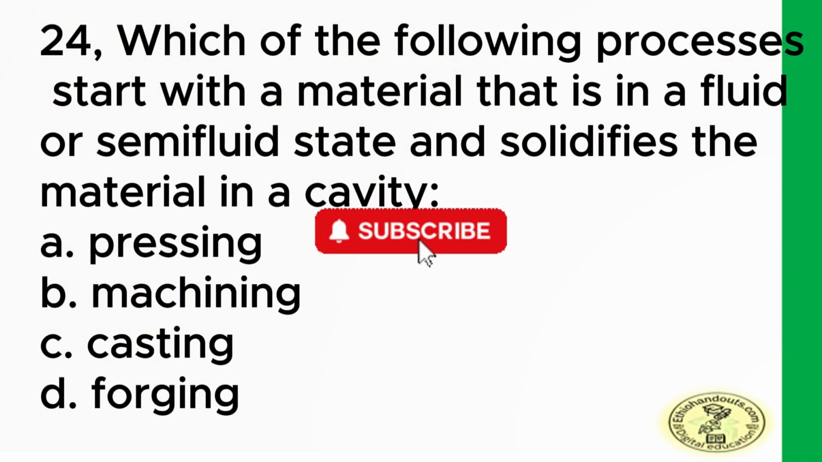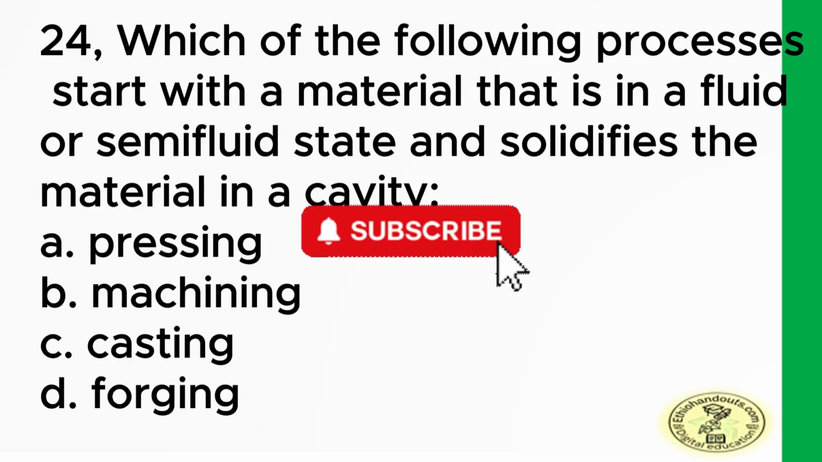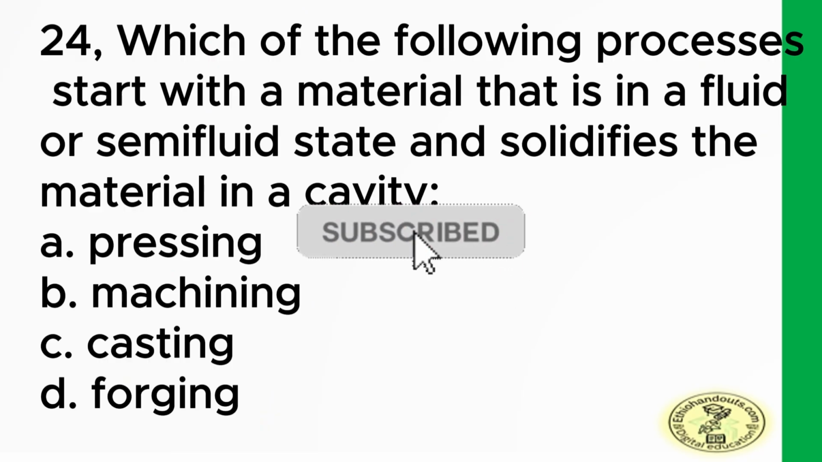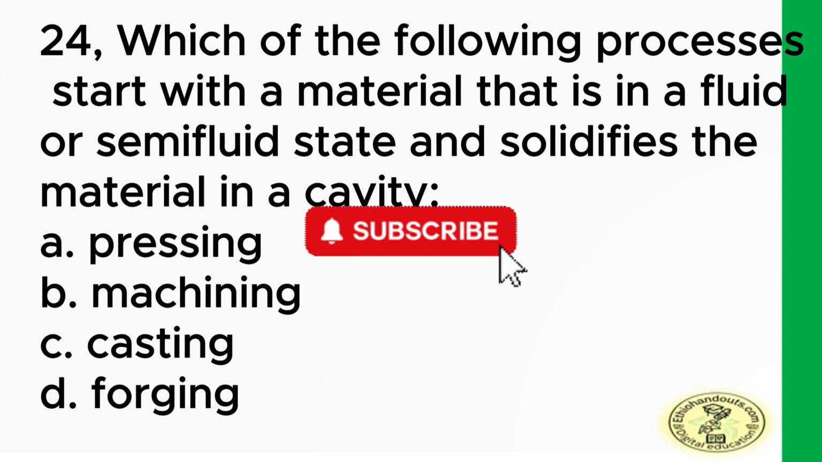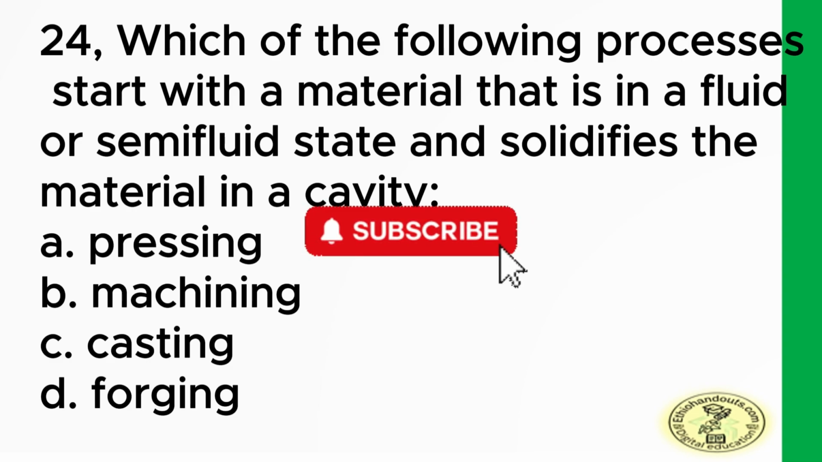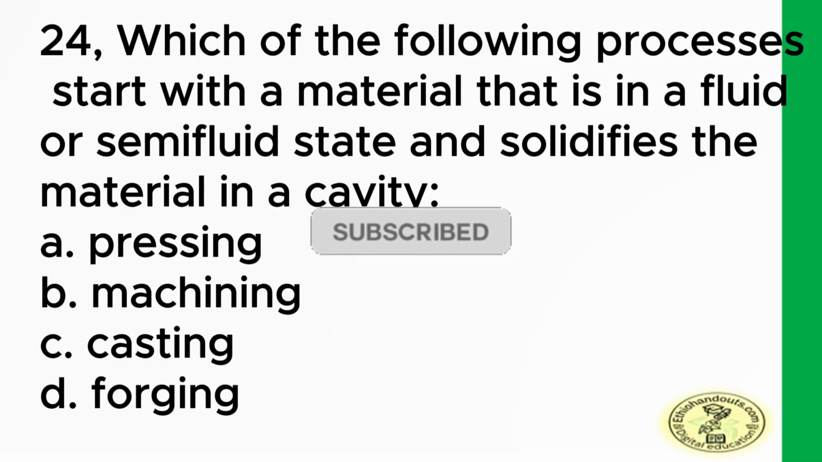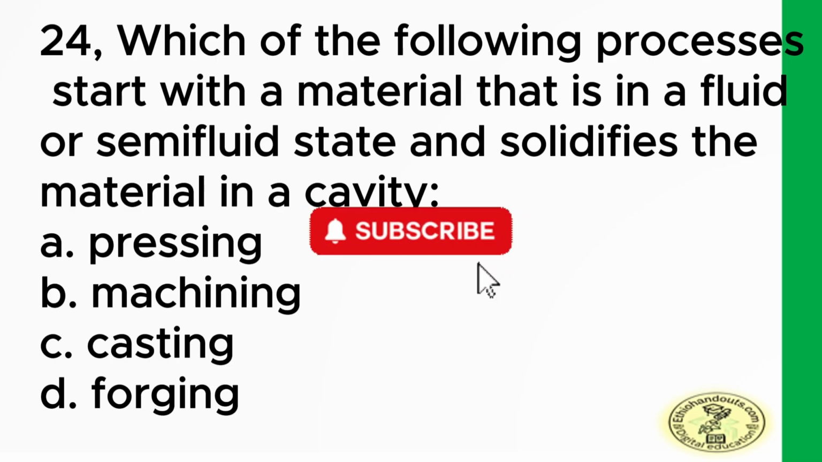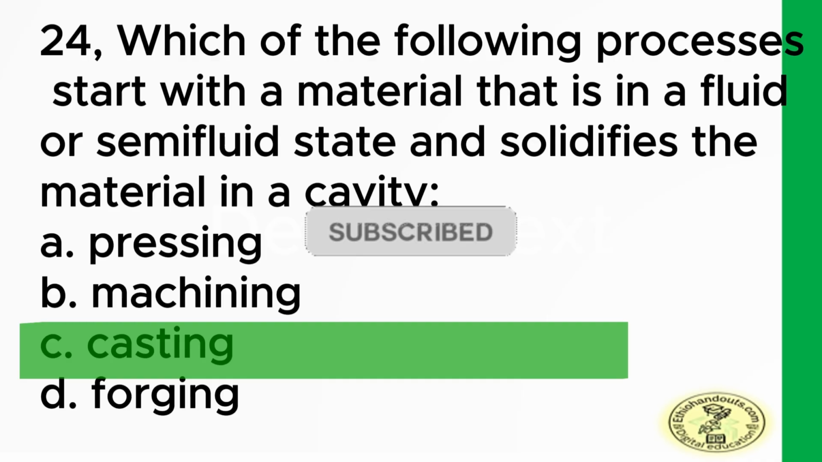Compacting. 24. Which of the following processes start with a material that is in a fluid or semi-fluid state and solidifies the material in a cavity? A. Pressing, B. Machining, C. Casting, D. Forging. The correct answer is C.